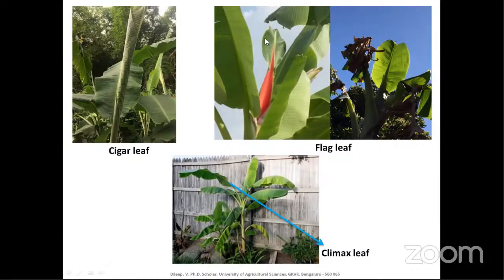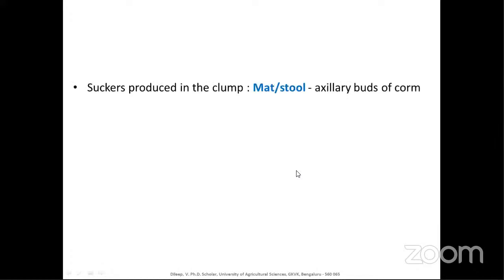This is the flag leaf. Okay, this is one of the smallest leaves. You know, these are the smallest leaves. After that, it will give protection to the bunch, or it will shade the bunch. And this is the climax leaf, that is the largest leaf. Any of the largest leaf in the plant is here. In this plant, this is the largest leaf. So this is the climax leaf, okay? So please be aware of these things, that is the cigar leaf, flag leaf, and also climax leaf.